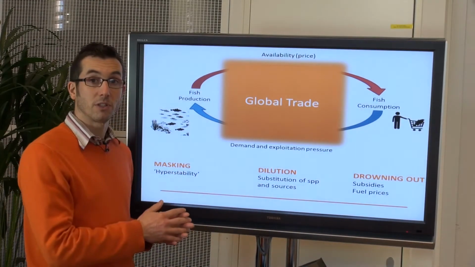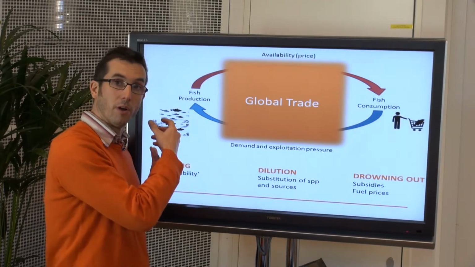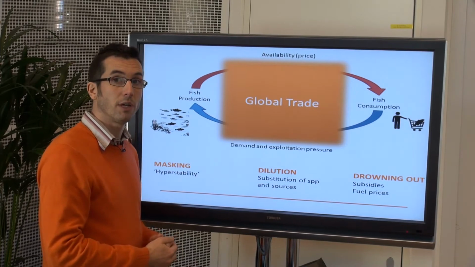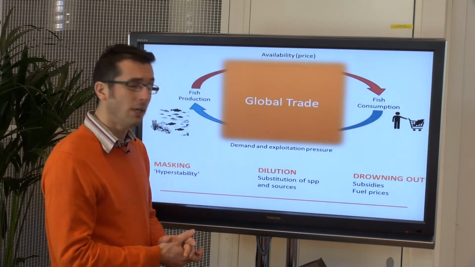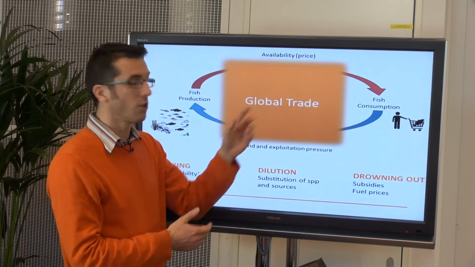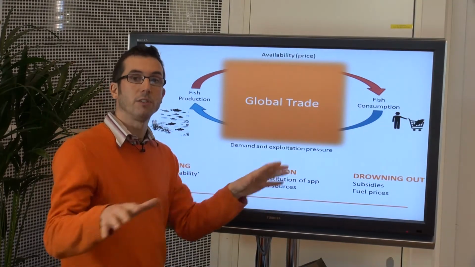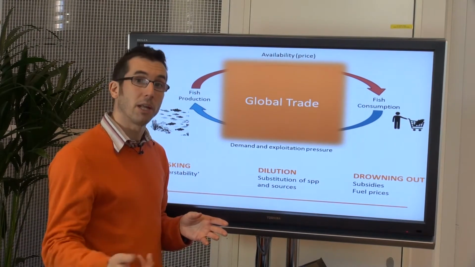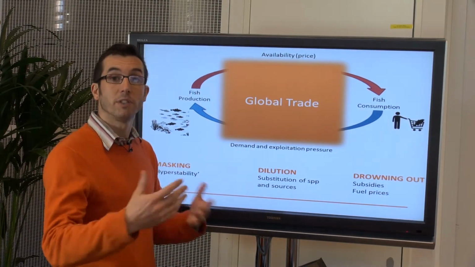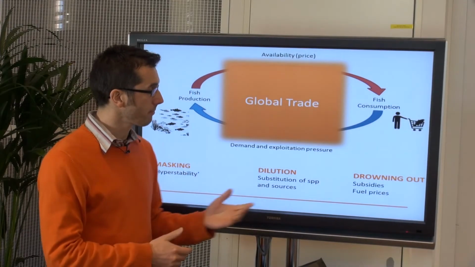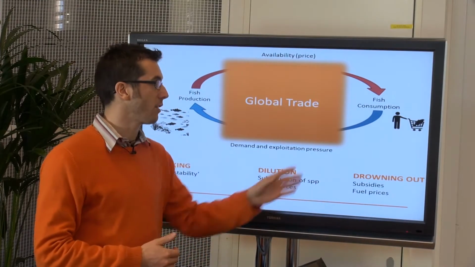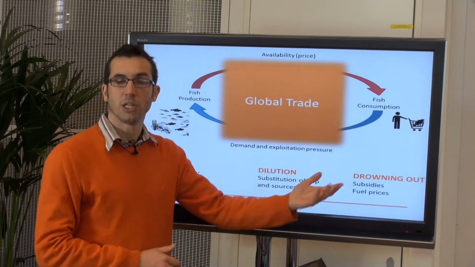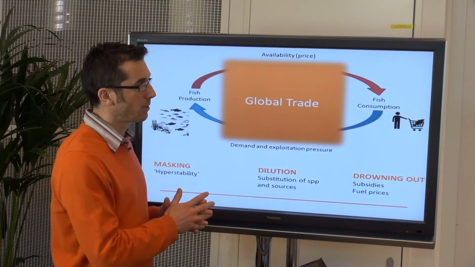Masking refers to the fact that even though an ecosystem or a fish population might be in decline, in the short term it still might produce a lot of product. Dilution refers to the fact that a consumer, through the global trade system, is connected to lots of different supplies. So if one stock collapses, the suppliers can provide the same species from another area, or from aquaculture, or even substitute it for a different species. Drowning out simply refers to the fact that the prices which consumers experience are affected by other issues, like subsidies and changing fuel prices. Now, why is this a problem?